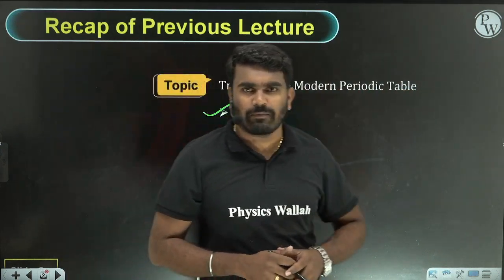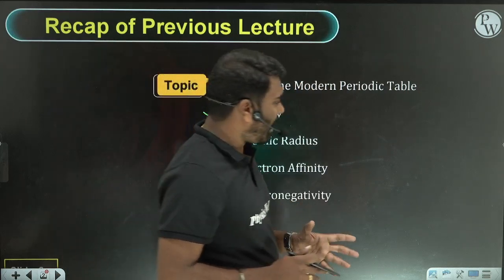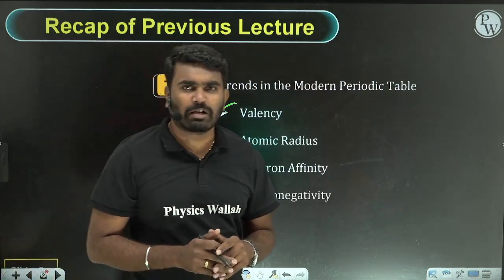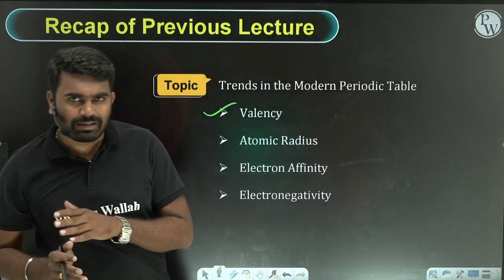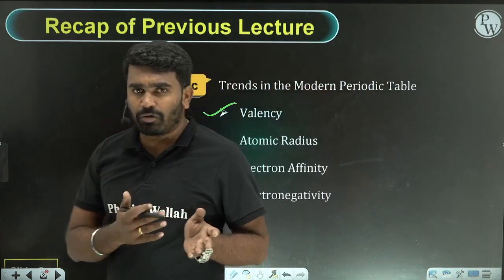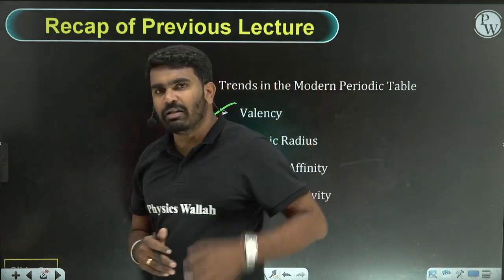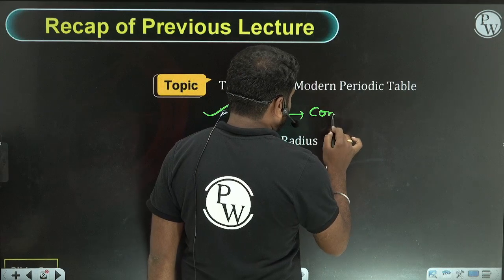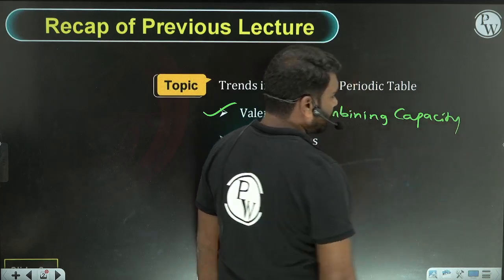What is meant by valency? The combining capacity of an atom is known as valency. We also saw valence electrons: the electrons present in the outermost shell are known as valence electrons. Valency in the periods first increases then decreases. Up to the 14th group, that is group 4, valency increases. From the 5th group, valency decreases in the periods. There is no change in valency in the groups. That we discussed in the previous session. So what is valency? The combining capacity of an element.